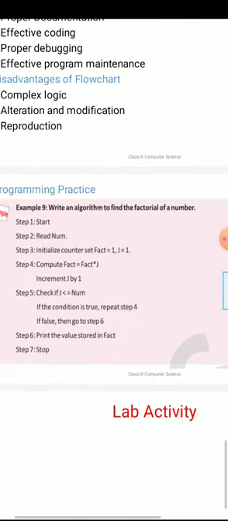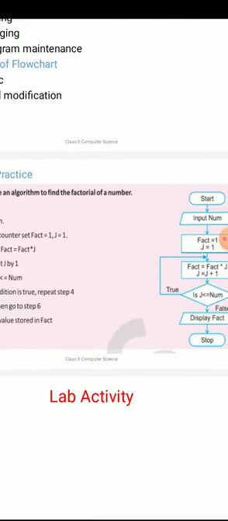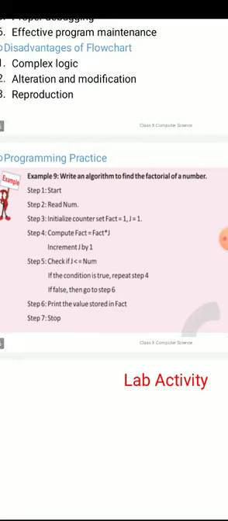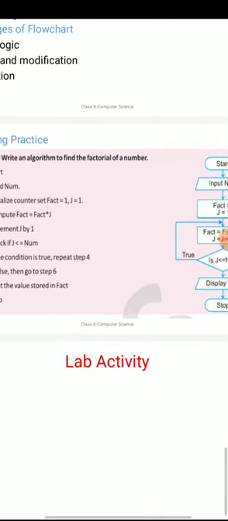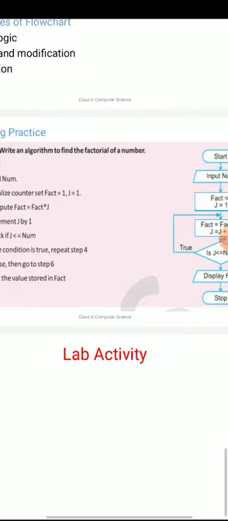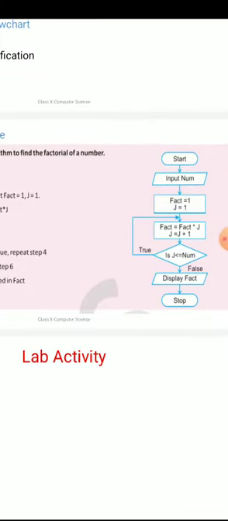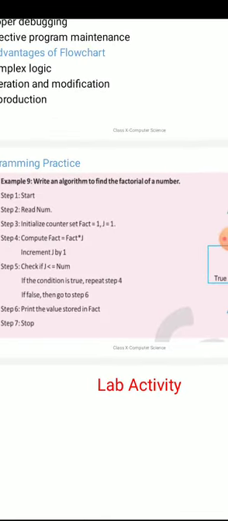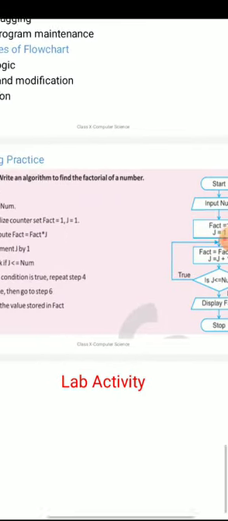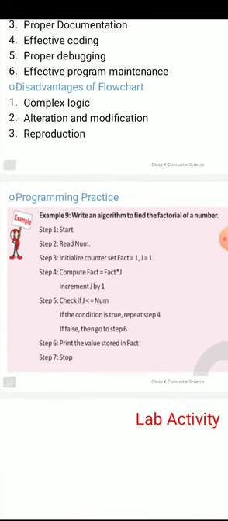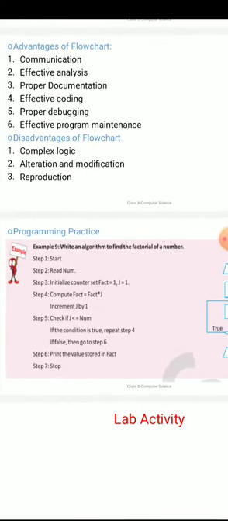Then again you have the computing, and checking comes in the diamond shape. Depending on the checking, whether it's true or false, you're showing the connectivity. If it's true, it is again going to the statement. If it's false, it's coming out and displaying the factorial. Since print means we display, we have it in the slanting parallel shape. Then we have stop, which will be oval. So start and stop will be oval shape. I hope you understood something about flowchart.